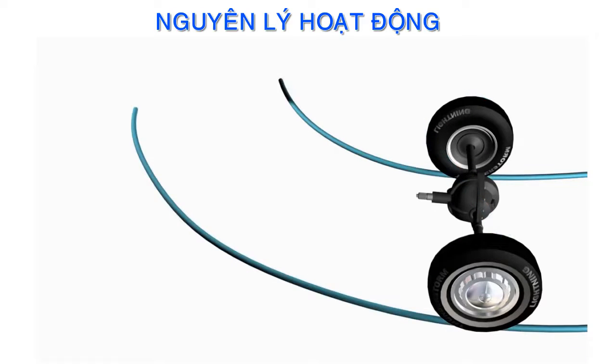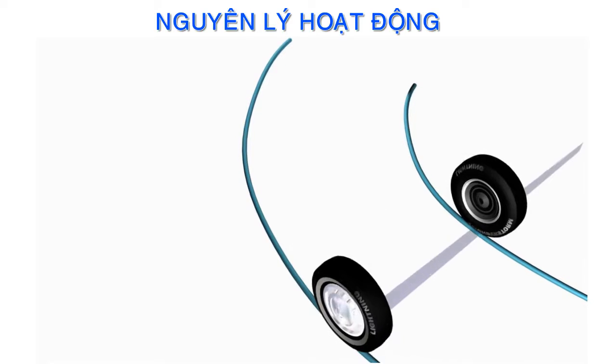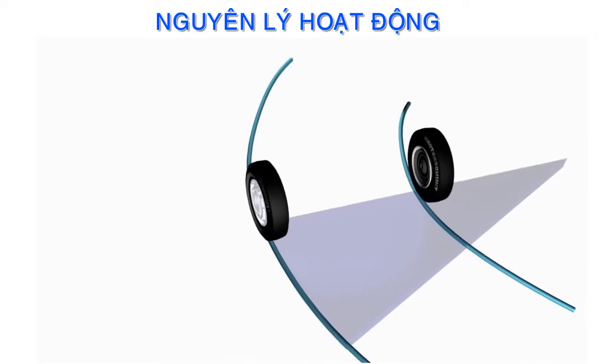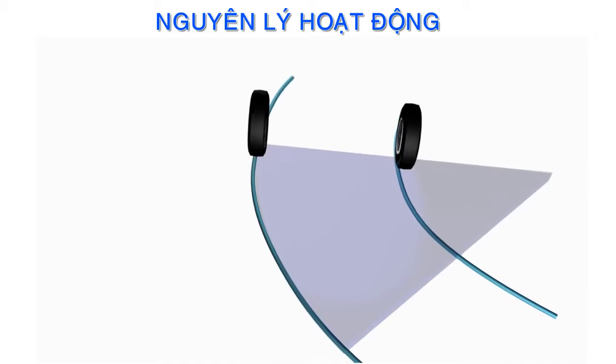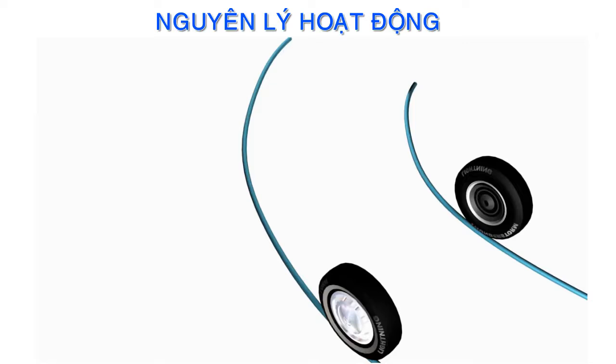Consider these wheels which are negotiating a turn. It is clear that the left wheel has to travel more distance compared to the right wheel. This means the left wheel has to rotate at a higher speed. If these wheels were connected using a solid shaft as shown, the wheels would have to slip to accomplish the turn.